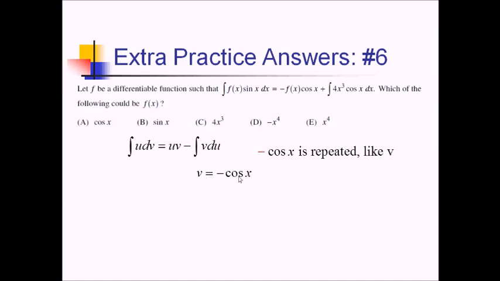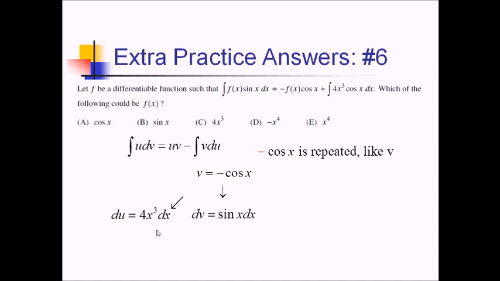If v is negative cosine of x, that means dv is going to be positive sine of x dx. And that matches what we have in the original integrand. We have a positive sine of x and a positive f of x. That means if v is negative cosine of x in this expression, then this 4x cubed must be the du part. If we've already used up v on cosine, du must be 4x cubed based on that integral. Well, now I only need one thing, and that's the u value.